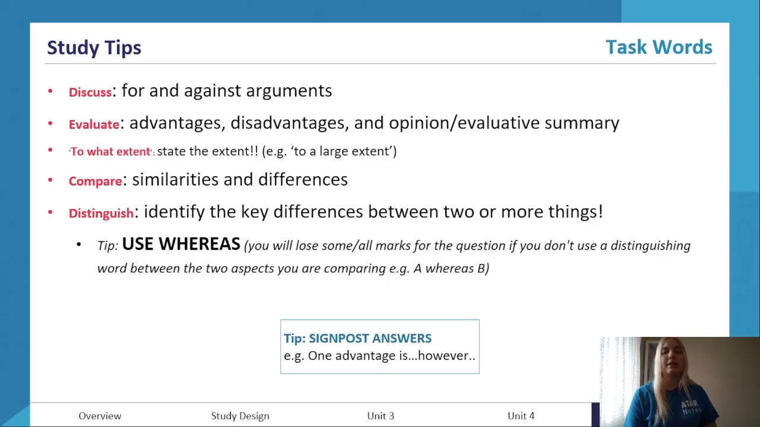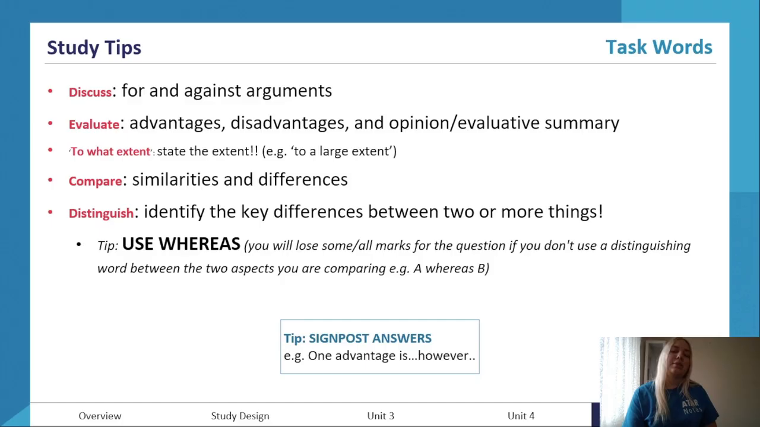Okay, so that's breaking down some of the most common task words for you and what you need to achieve. For discuss and evaluate questions, you should always have a little introduction statement and a little conclusion statement. Especially for any question that is 6 marks and above, it is an expectation that you have those if you want to get full marks. And this is a very easy area to lose or not lose marks. To what extent questions, you must state the extent. For example, to a large extent, to a moderate extent, to a low extent. And that needs to go first as your little introduction statement when you're starting.